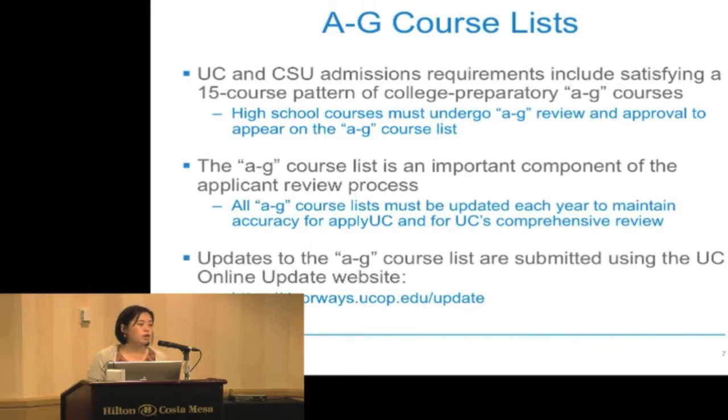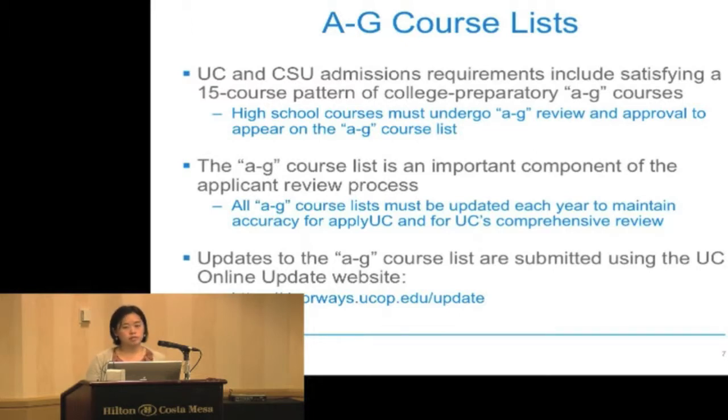The course lists themselves are a critical component of the whole applicant review process for a number of reasons. First of all, the course list data are uploaded into Apply UC, which is the University of California's online undergraduate application. So students are going to see that data when they're completing their applications online. Also, the UC admissions offices will use the A to G course lists to verify the subject requirements that applicants indicate that they have satisfied.